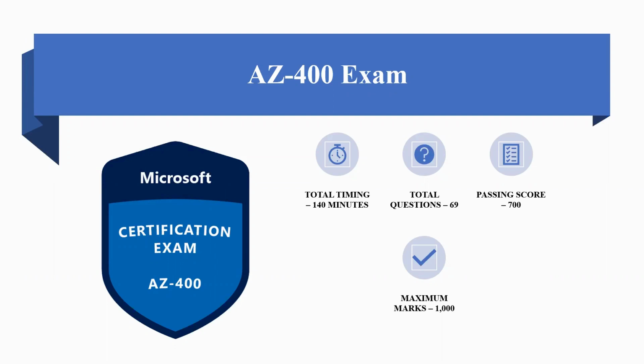This is the new series of AZ-400 exam. In order to pass the AZ-400 exam, you have to score at least 700 marks out of 1000 marks. The total number of questions would be 69 and the total timing would be 140 minutes. After completing the AZ-400 exam, you will achieve a badge like this, in which it is written Microsoft Certification Exam AZ-400. In the upcoming videos, we will go through the real-time exam questions of the AZ-400 exam.